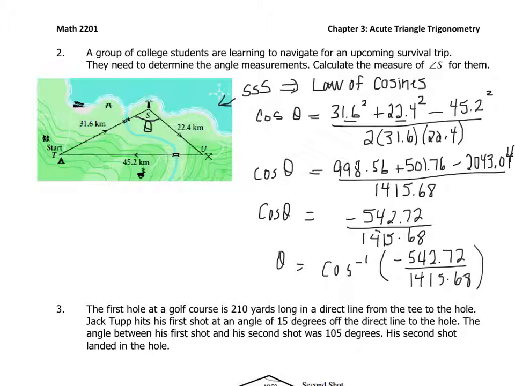Inverse cos of negative 542.72 divided by 1415.68, and keep brackets around that if your calculator puts it in the way it's written there. That gives you approximately 112.542, and so on. It doesn't say how to round it, so I would round it off to the nearest degree, which would be 113 degrees.